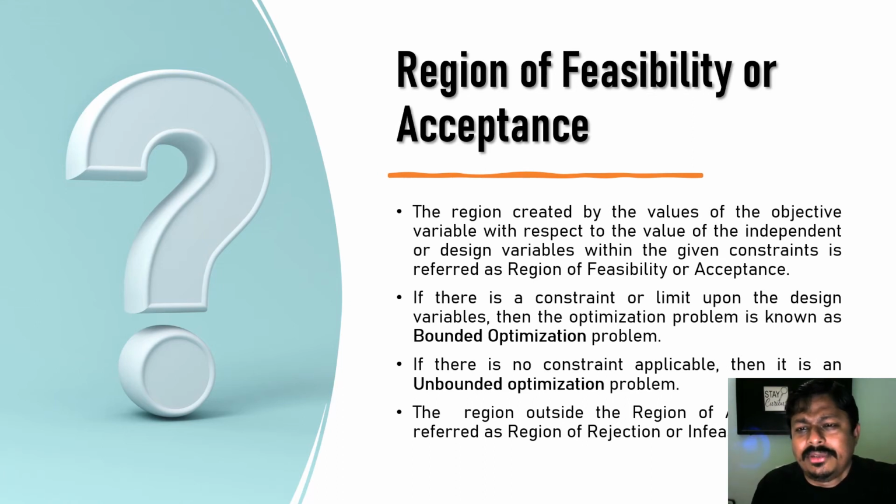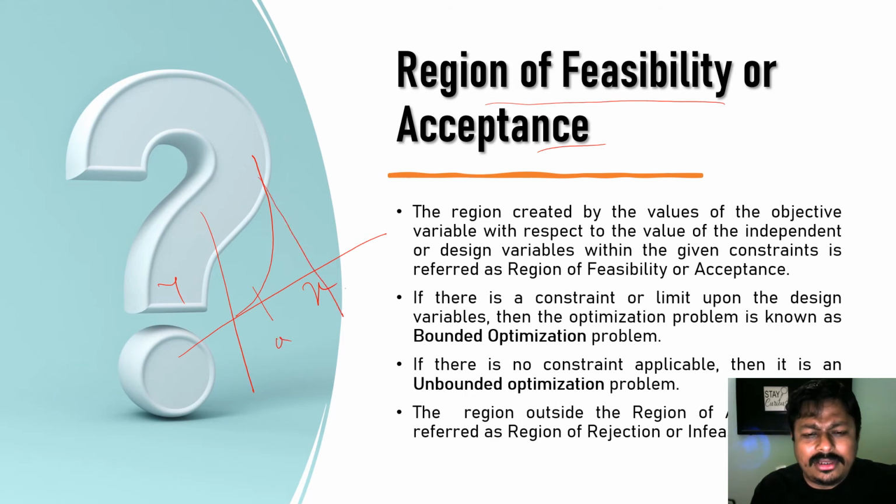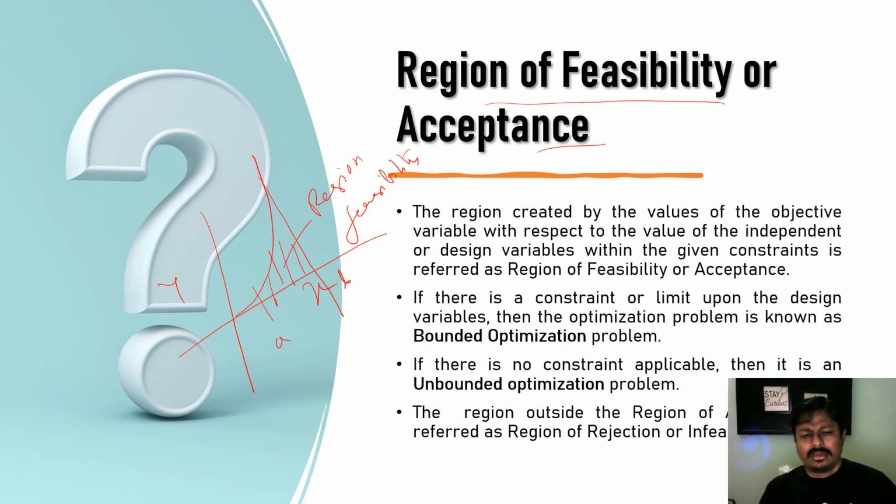So what is the region of feasibility or acceptance? Now, look, this is the graph, and this is the x, and this is the y. And if I say y is equal to x squared, this is a parabolic equation. And now I say x can vary from a to b only. These are the limits. Now this region is known as your region of feasibility. That means any value of y for any value of x within this region a to b can be accepted.